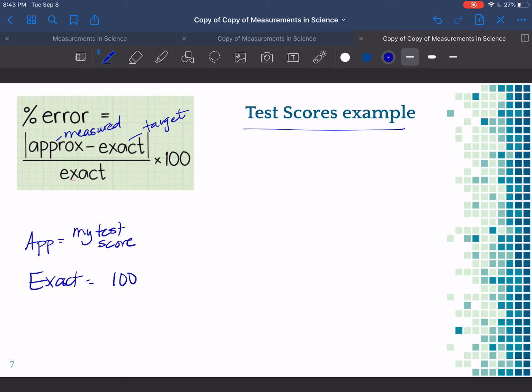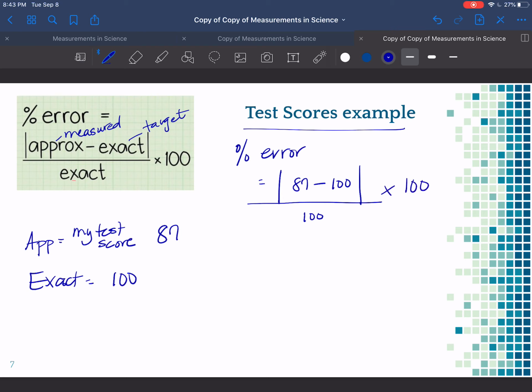So let's say that you took a test and that you scored an 87. We can now calculate your percent error because we know what the exact value is and we know what your measured value is. All we have to do is plop it into this formula. We would take the approximate or your value, which is an 87. We would subtract the exact value, or 100, because that's how many points the test was worth. We would divide it by the exact value, which is 100. And then the step almost everybody forgets is you have to multiply by 100 to get it into a percent.